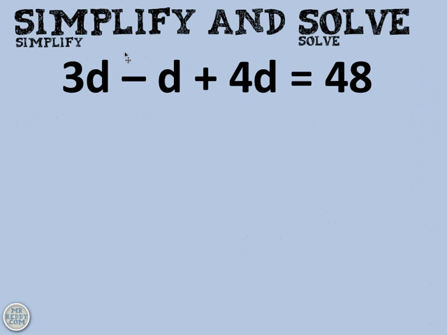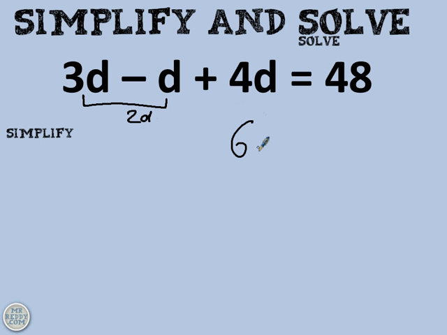Right, in this example we'll start with the simplifying, and we've only got variables that we need to simplify this time. There are no constants. So it's a matter of looking at all the d's, which are all together. That's very easy. 3d, take away a d, one lot of d, add 4 lots of d. So 3d take away d will give us 2d, and then add 4d, so you've got 6d in total once you've simplified, and it equals 48.